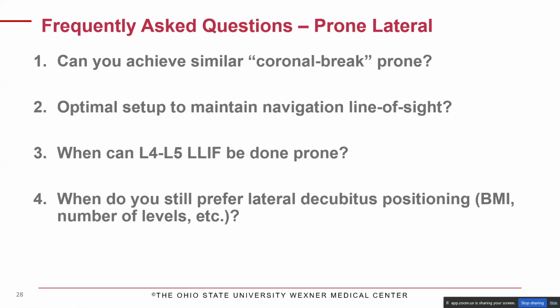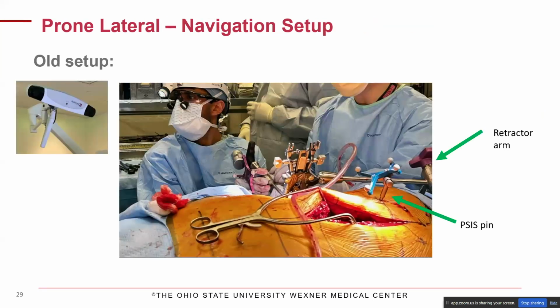So, optimal setup to maintain navigation line of sight. This was the old setup. This is what I showed in that prone ACR case, where I had the PSIS pin here, and then I had the eyes of the navigation system cranially, and then the retractor arm on the side of the PSIS pin. While this worked for the case, the disadvantage is that if somebody is simultaneously working in the posterior incision, they will block your navigation with this particular setup.